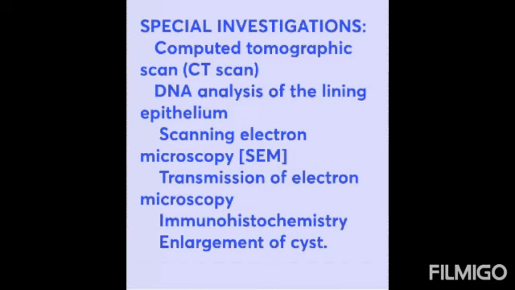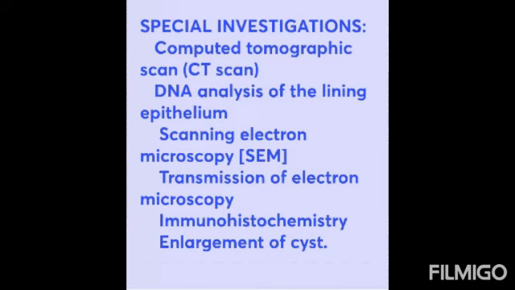Next, moving on to the special investigations. What are the special investigations for the OKC? The first is the computed tomographic scan, that is CT scan, and DNA analysis of the lining epithelium, and scanning electron microscopy, that is SEM, transmission electron microscopy, immunohistochemistry, and the enlargement of the cyst. So these are the special investigations for OKC.